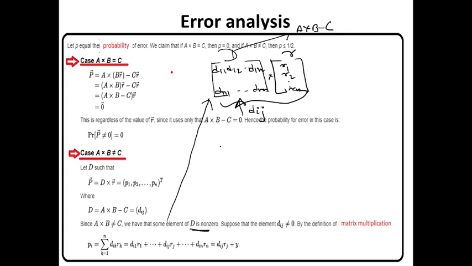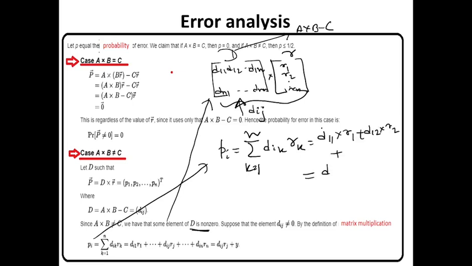By the definition of matrix multiplication, let's say pi equals the summation of dik into rk, where k goes from 1 to n, which is true. If you multiply, this will be di1 into r1, di2 into r2, and then di3 into r3, like that it goes on. So finally the last element will be din into rn.